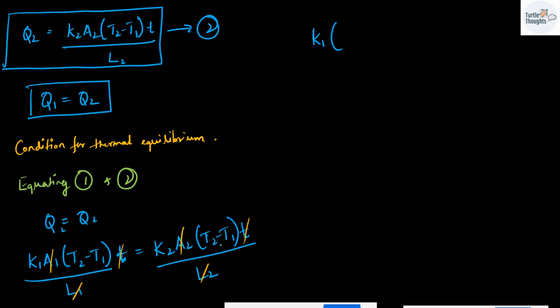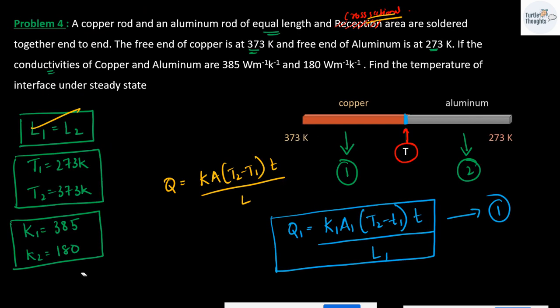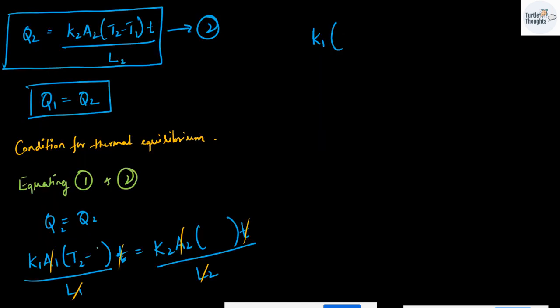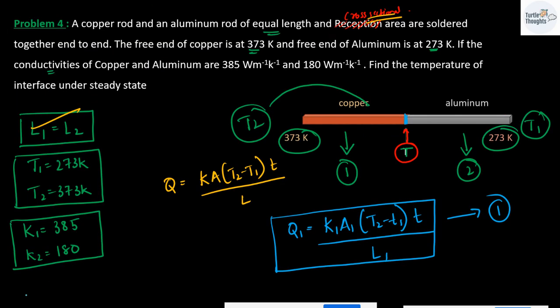Sorry, here it is not going to be T2 minus T1, it is going to be T minus T2. Okay, here also I'm sorry, it is not T2 minus T1, because T2 is which temperature? This is going to be the temperature T2, right? This is going to be the temperature T1. We are finding out the temperature T. So here I should be having T2 minus T, and here I should be having T minus T1, because T is greater than T1.